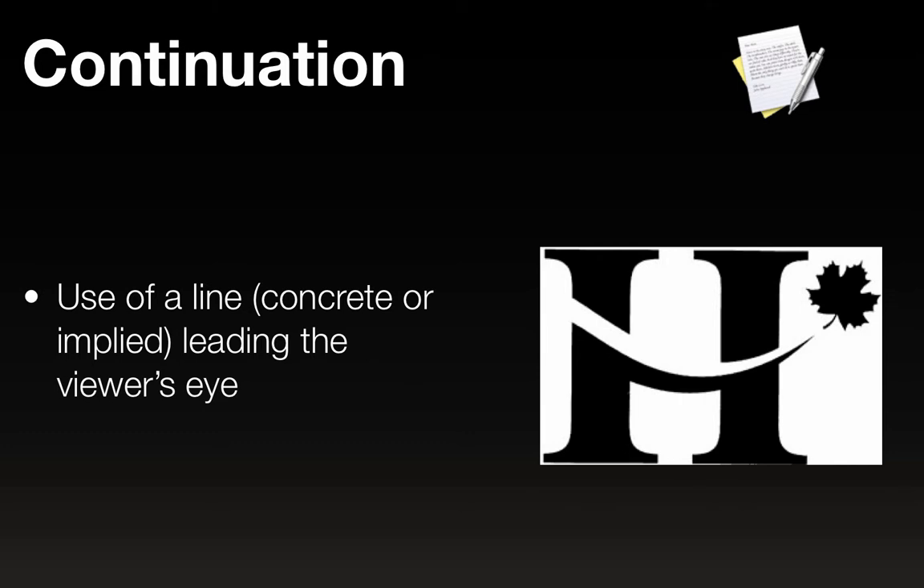Continuation is sort of a tricky one too, but it's the use of a line, concrete or implied, leading the viewer's eye, basically. Continuation is one of a few unity concepts that is a play on brain psychology. The human mind wants to look at an image and it wants it to be complete. The human mind is going to try to complete the image. So if you give it a path to follow, your mind just wants to follow that path, and that can be of use to a visual designer. So, use of line.